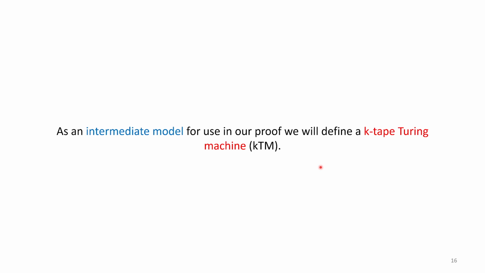To get all the way there, I might have to do a lot of interesting steps to make that work. So instead, I'm going to use an intermediate Turing machine. And this one's going to be called a K-tape Turing machine. That means it's going to have more tapes than just one.